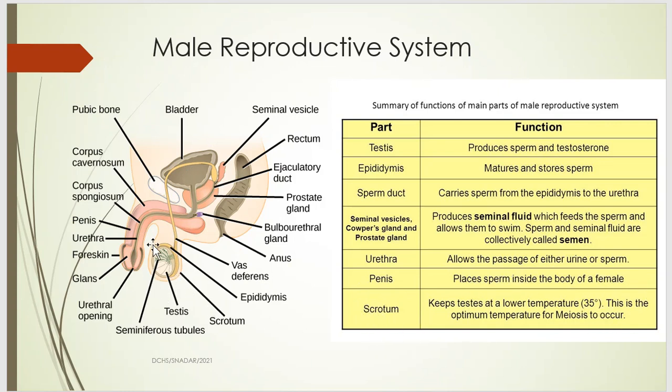Scrotum is right here. It protects the testis, and the main important part is to keep the testis at a lower temperature, which is around 35 degrees Celsius, and that's the optimum temperature for the sperm to develop and for the meiosis to occur. That's why it is not kept inside the body. That's to maintain this temperature a little bit lower than the surrounding.